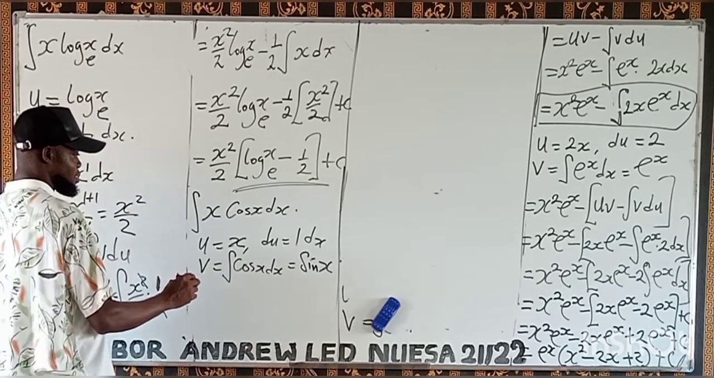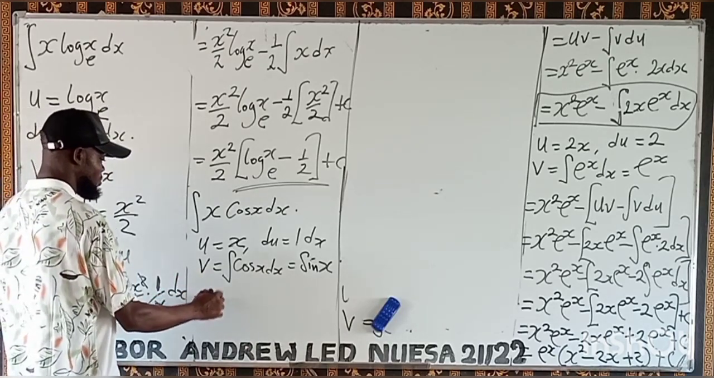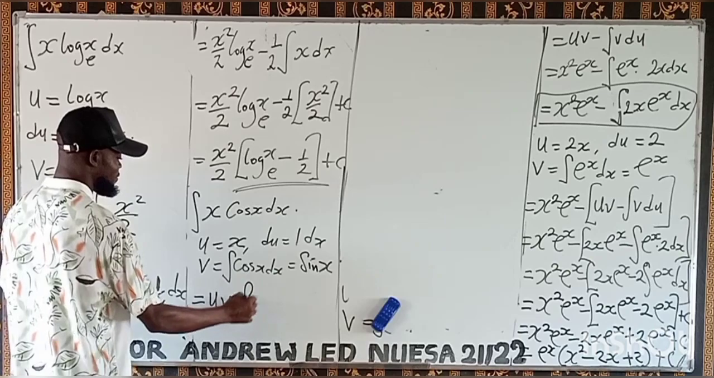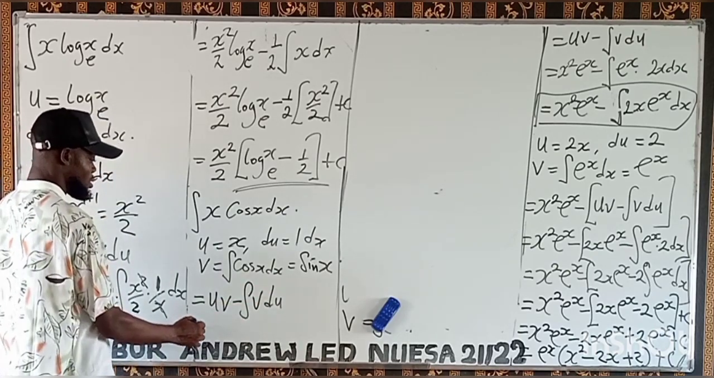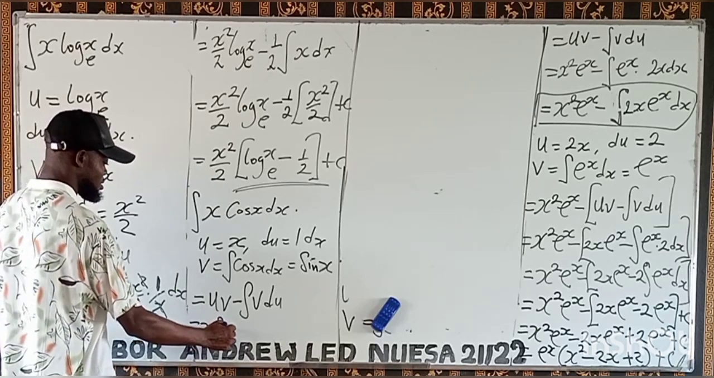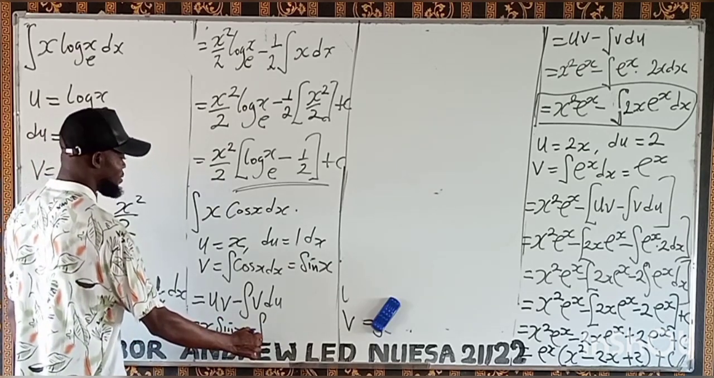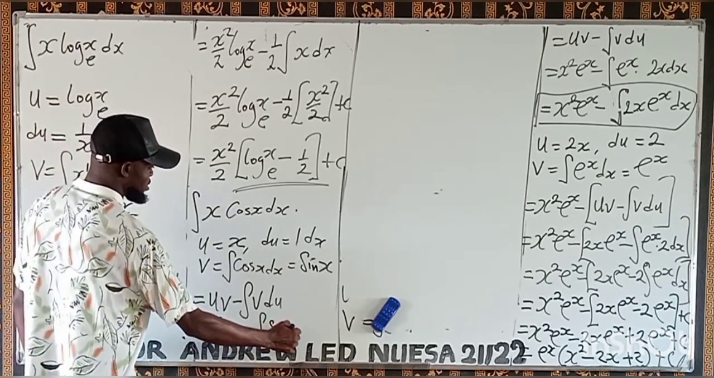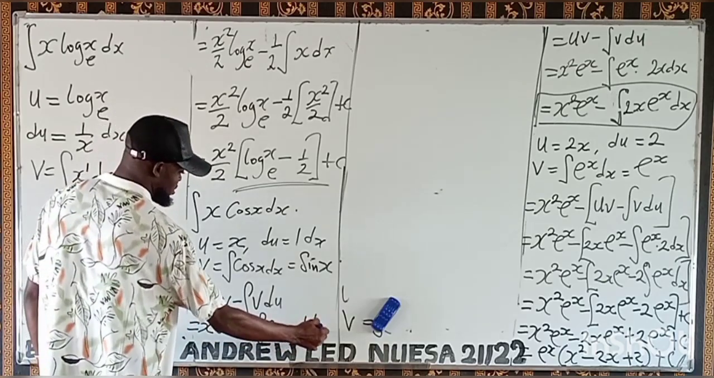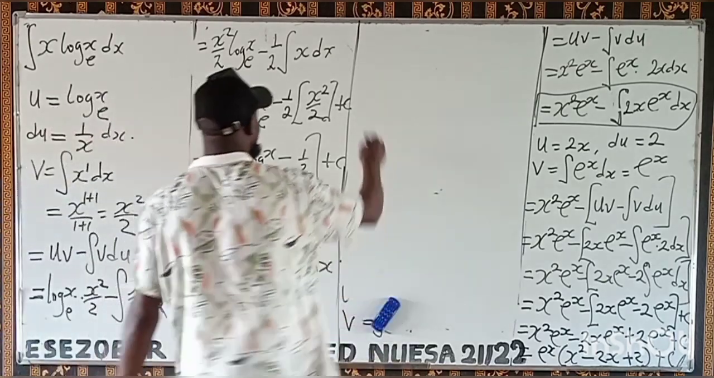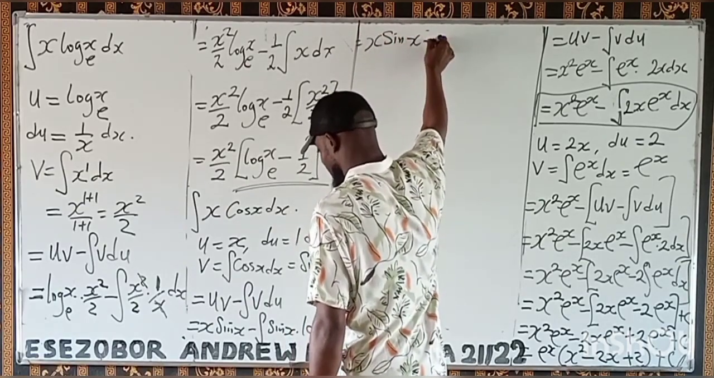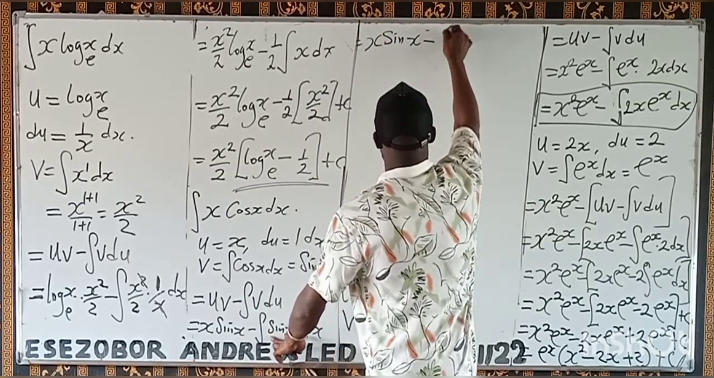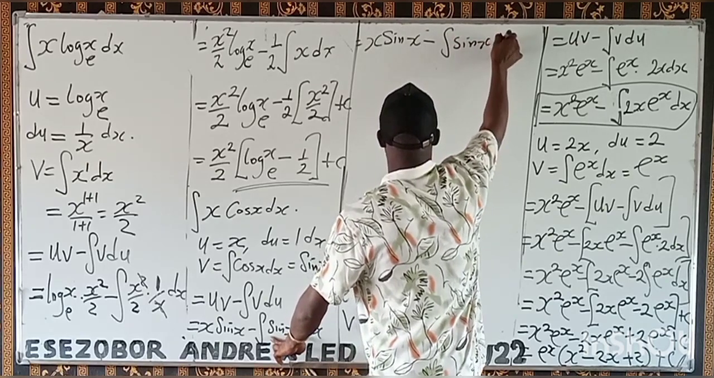So the answer will be uv minus integral v du. uv minus integral v du. What is u? x. What is v? sin x, minus integral v du. And du is what? 1 dx. So from here now we have x sin x minus integral sin x dx.